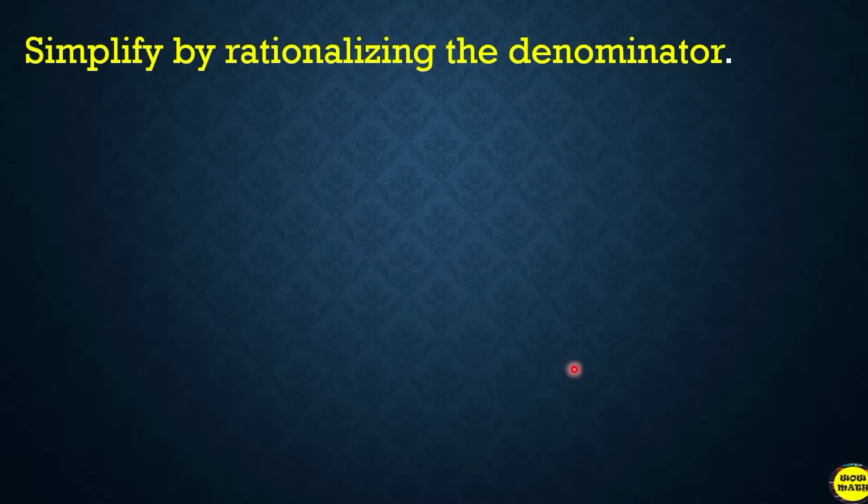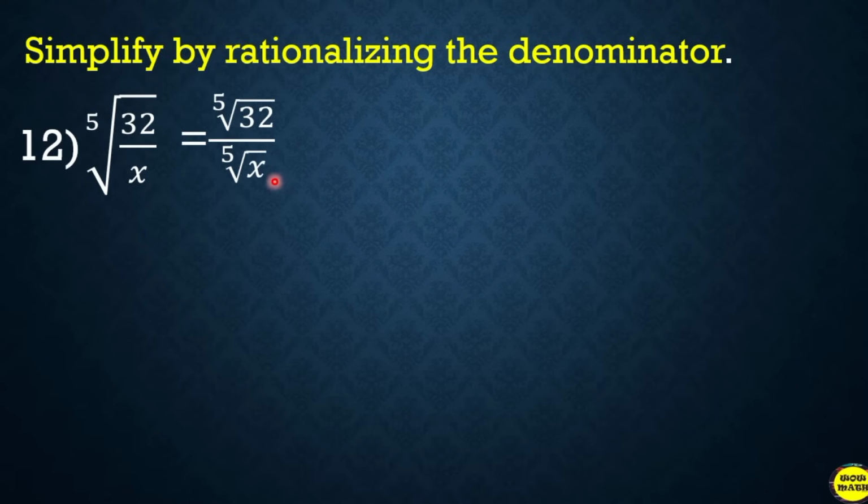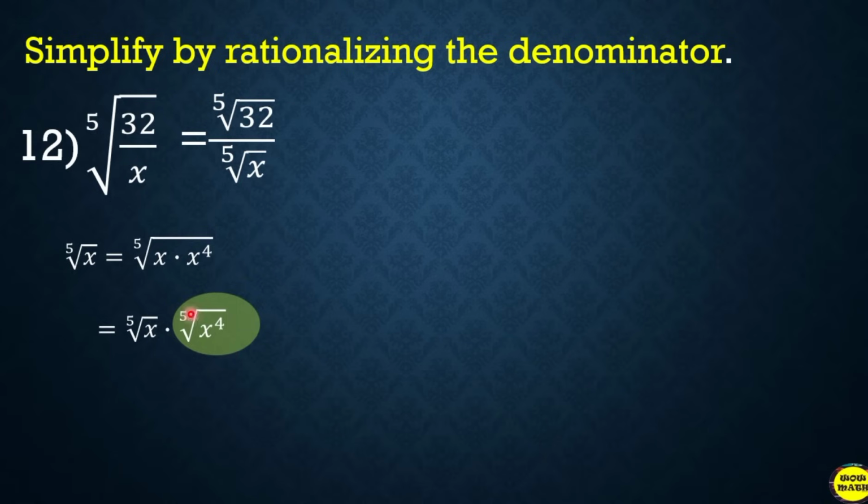Sige, bigyan ko pa kayo ng last example kagaya ng example number 11. So ito, fifth root of 32 over x. So that is fifth root of 32 over fifth root of x. So since ito ay x lang and then fifth to, so ilan ang kailangan natin? So imumultiply natin si x kay x to the fourth. Kasi 'di ba, fifth root to, so dapat parehas sila ng exponent dito kapag inad natin. So, kagaya ng example number 11, so that is fifth root of x times fifth root of x to the fourth. So, imumultiply natin yung given natin kay ito.